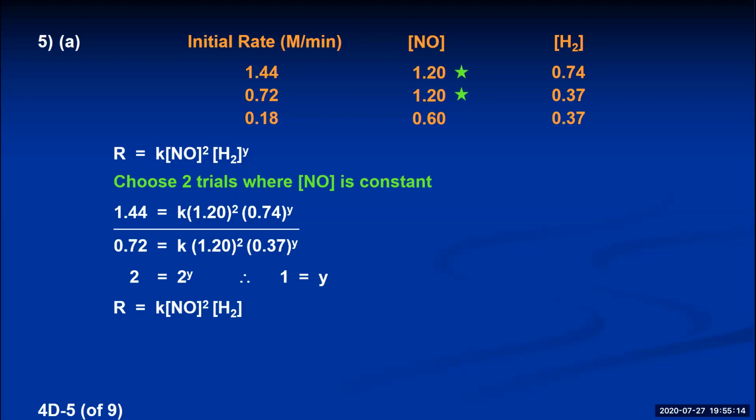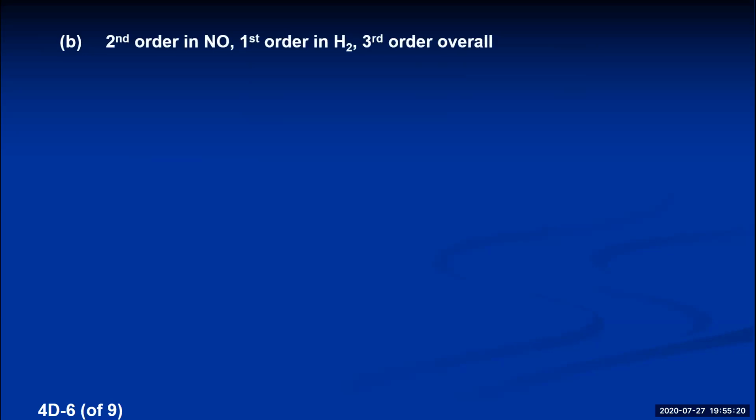B says, what's the numerical value of the rate constant with its units? So to calculate this, or actually first, B actually said, what is the order of the reaction? Sorry. So the order of the reaction, we would say, is third order overall, but we would say specifically it's second order in nitrogen monoxide and first order in hydrogen.